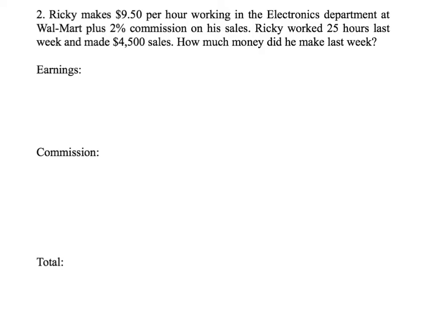All right, so here is another commission problem, but this one's a little different because they don't give us how much he earned altogether. I see that he earned $9.50 per hour, but he didn't just work that 1 hour, he worked for 25 hours. So to figure out how much he earned just in his paycheck, I need to multiply the hourly rate by 25, and we get $237.50 is what he earned for working at Walmart.